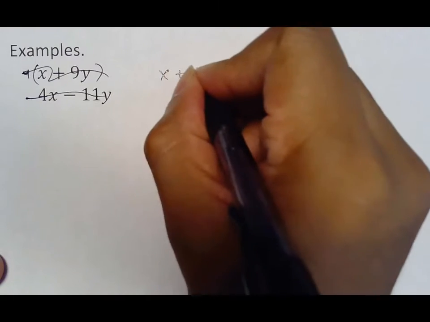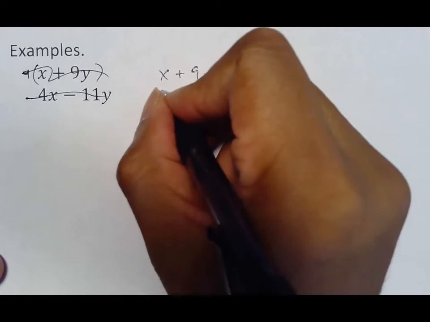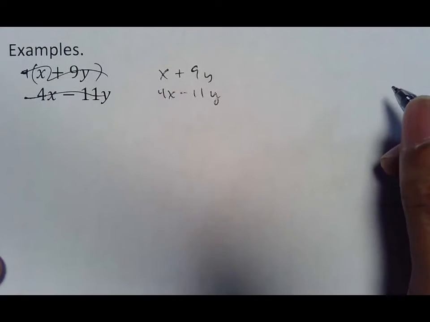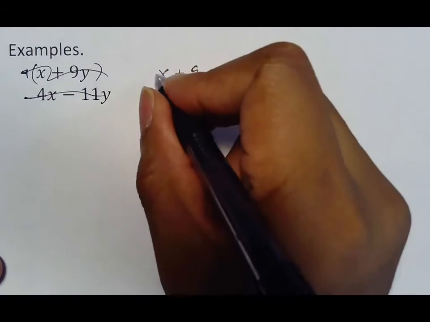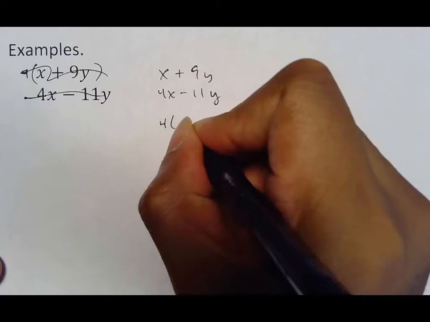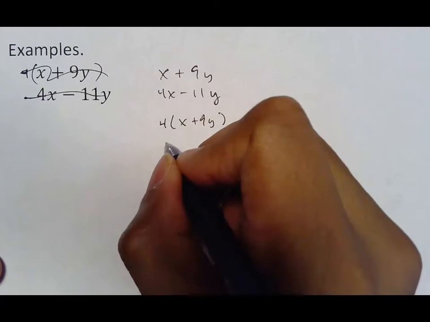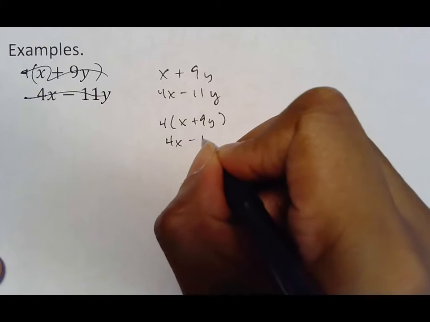If you were writing this on paper, you have x plus 9y and you have 4x minus 11y. I think you have to do this on your paper. On your first, we want to multiply the top by 4. So I will put 4 parentheses x plus 9y. And because that's already a 4, just leave the bottom alone.